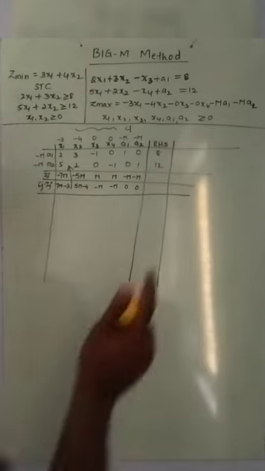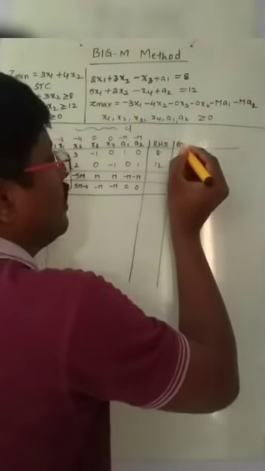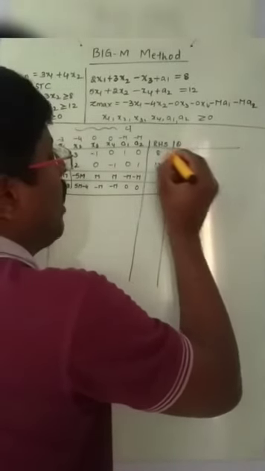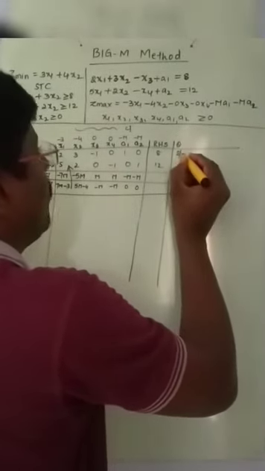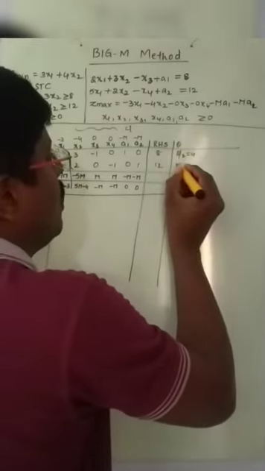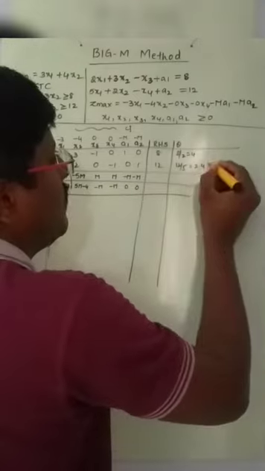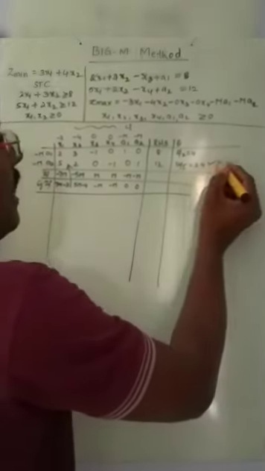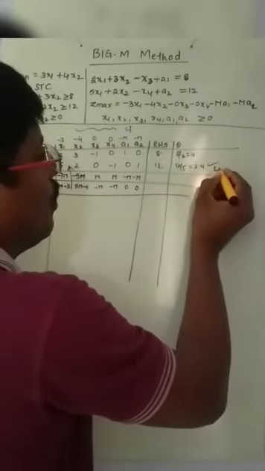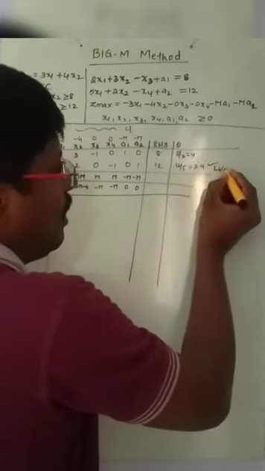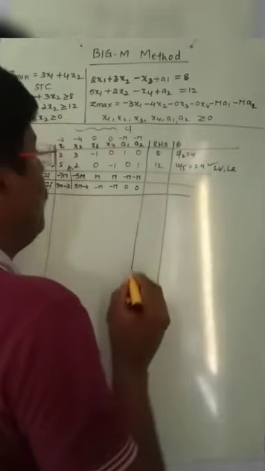In order to find that out, we have to find the theta, that is RHS divided by the corresponding entering variable value. This becomes 4, and 12 divided by 5 becomes 2.4. This is the smallest value. So that means this variable is going out. This is called the leaving variable and this row is called the leaving row.